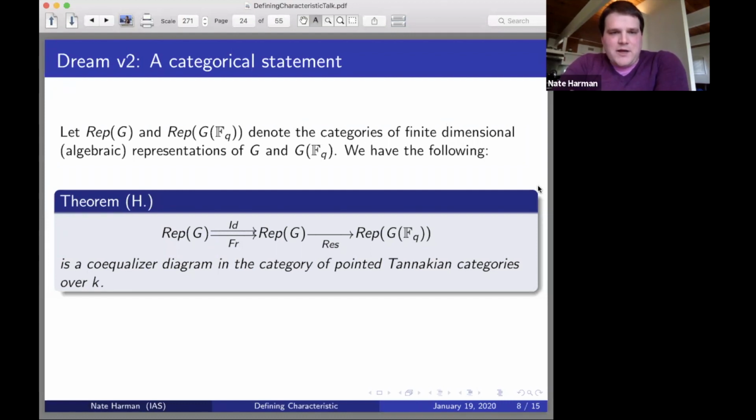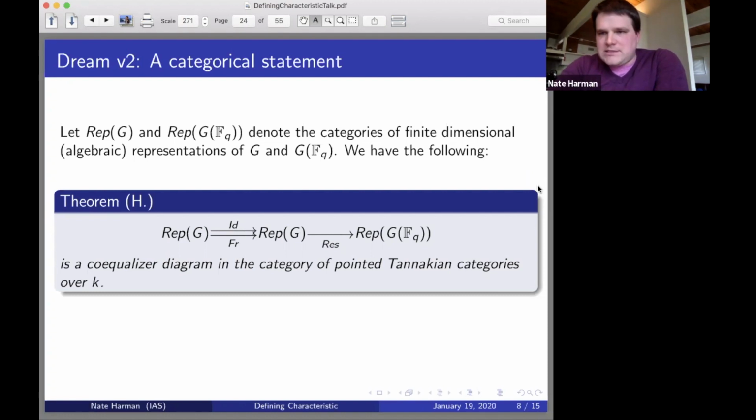But I want to pause and let this sink in, that this co-equalizer notion really is saying that the Frobenius twist and the identity have to act by the same thing. This is really forcing the Frobenius to act by the identity, which is exactly what I set out to do in the beginning. Great. So I hope it's clear that this exactly categorifies the previous theorem.